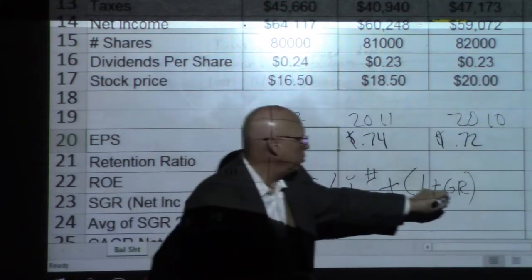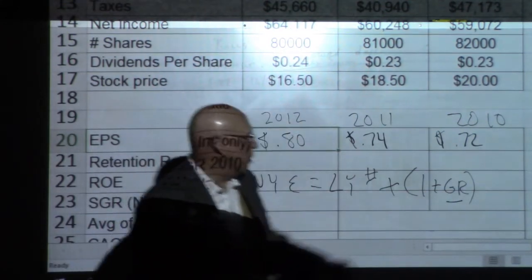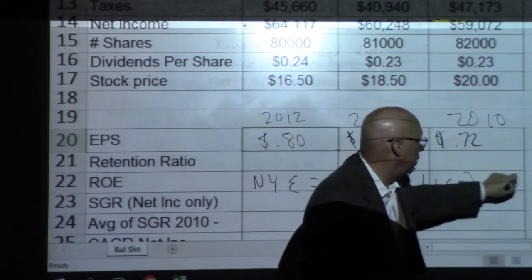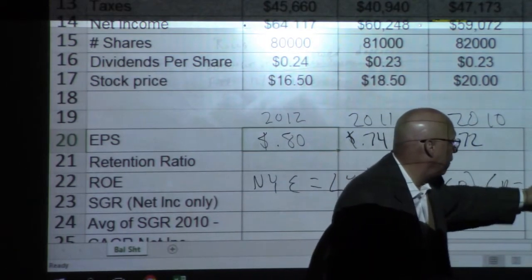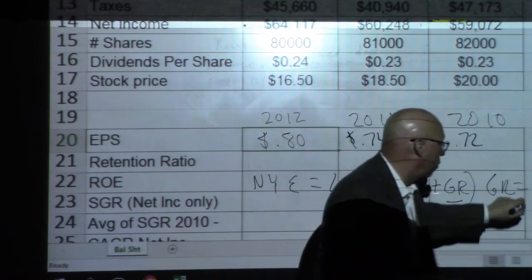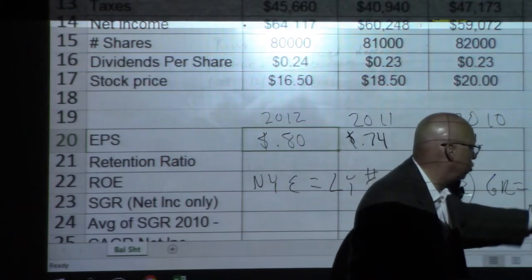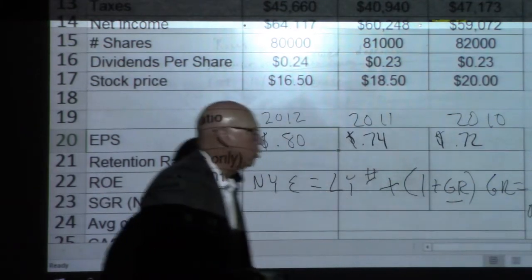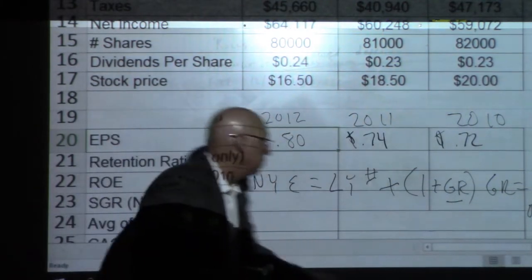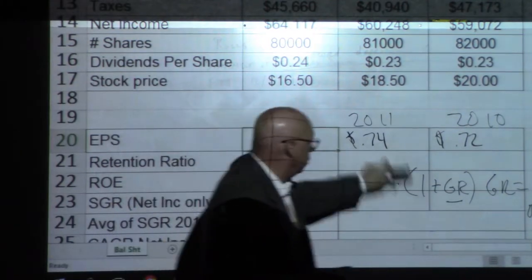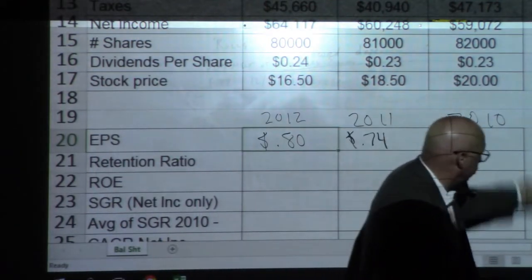And what are we trying to do right now? Find the growth rate. And growth rate is equal to CAGR or SGR. So we're trying to find the growth rate. Okay? So let's do CAGR. Let's do SGR, excuse me.